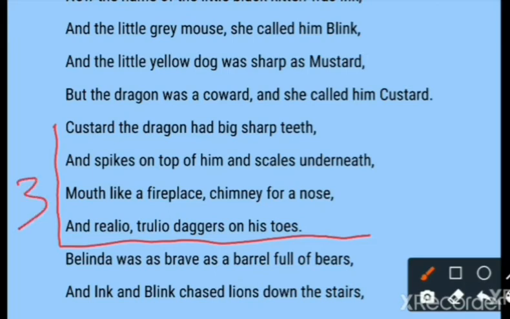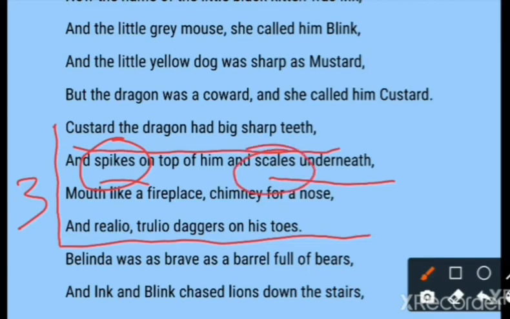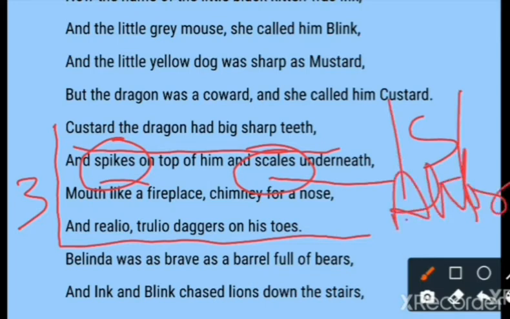This is stanza 3, and now in stanza 3, in the very first line, "Custard the dragon had big sharp teeth", we have this technique of imagery. The technique of imagery is used here, and when we find his big sharp teeth and the spikes and scales underneath, we also find the initial sound, that is s in spikes, and the initial sound of scales is again s. So the s sound is alliteration here.